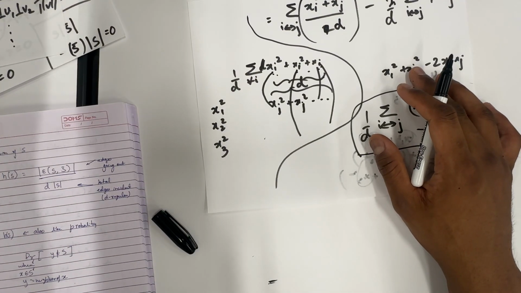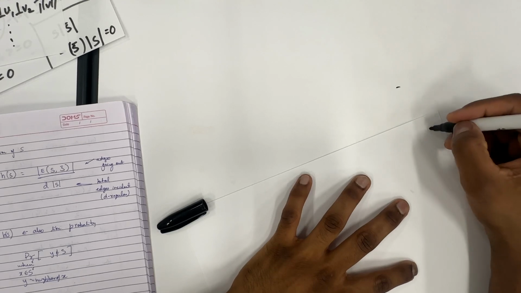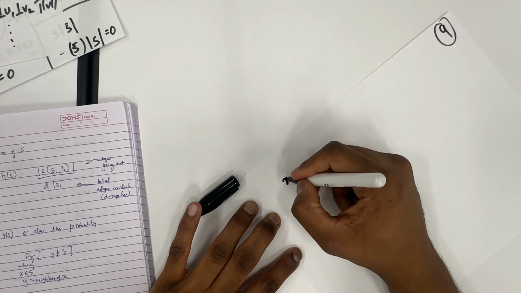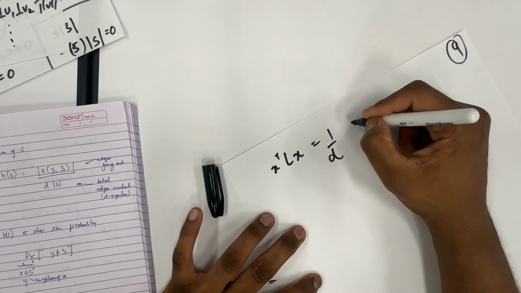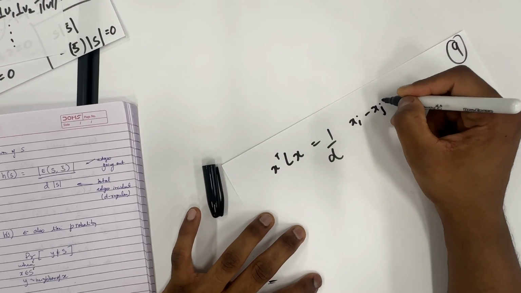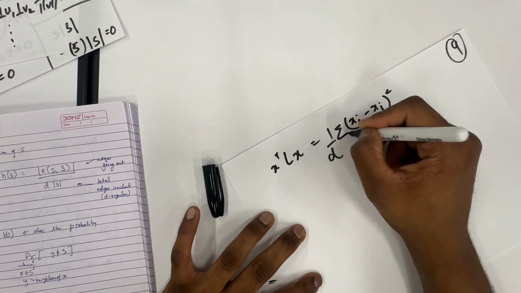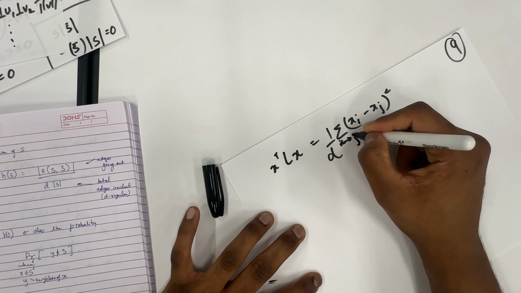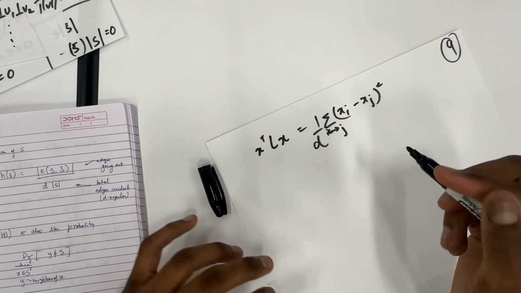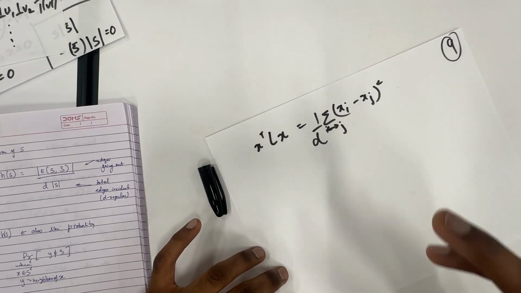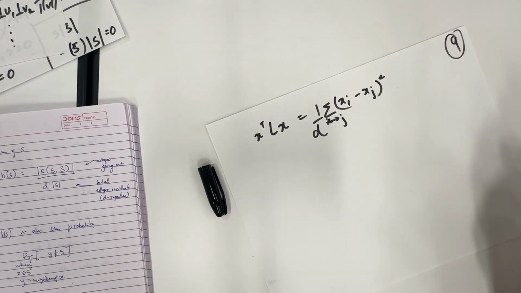Bottom line is x transpose Lx is 1 over d times the sum of (xi minus xj) squared, over all ij edges. This is important because it's not a sum over all ij, period. It's a sum over all ij which are edges. So that has to be taken into consideration.